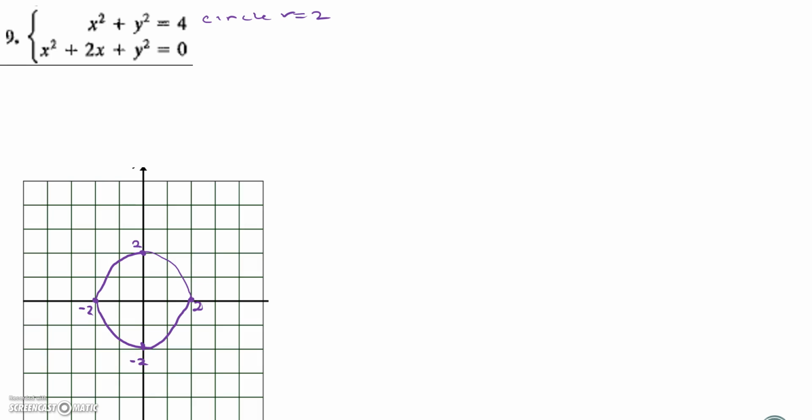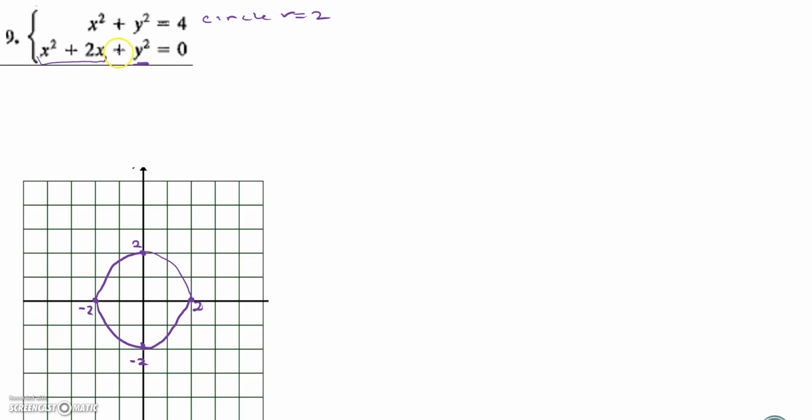Okay, let's move on. So this first one, I know it's a circle of radius 2, so I went ahead and graphed it. The second one, I have an x squared and a y squared. When you have an x squared and a y squared, for this unit, it's going to be a circle most likely. So what we need to do is complete the square to see what it looks like. So we have to complete the square here.